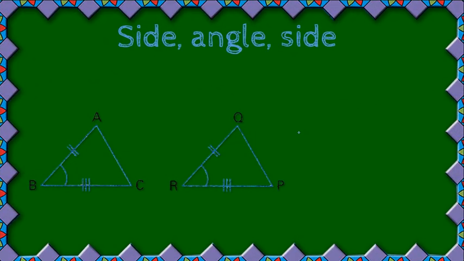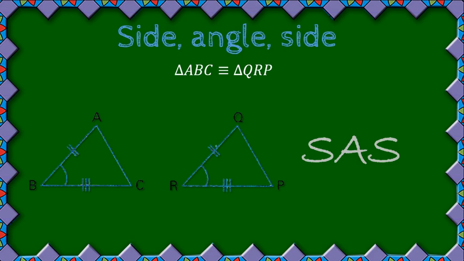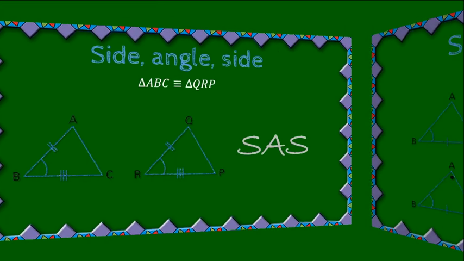Then we can have that two of the sides are equal and one of the angles is equal, as in the following example. So that means that triangle ABC is congruent to triangle QRP, and the reason looks as follows. You'll say side, angle, side.